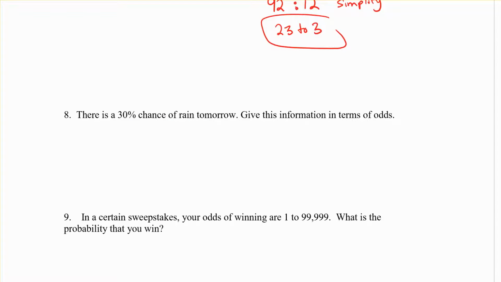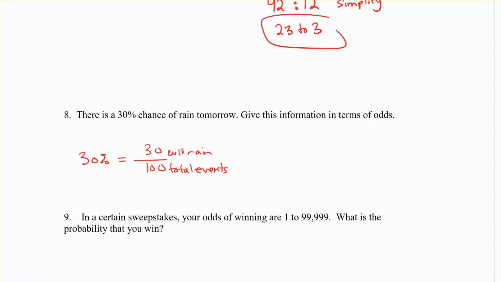For our next example, we have a 30% chance of rain tomorrow, and we want to give this information in terms of odds. Well, first, remember that 30% can be expressed as a fraction, 30 out of 100. Now this is a probability, this is not an odd, this is probability that it will rain. The 30 represents the likelihood of rain, so 30 events that it will rain, and 100 represents total events. So probability always has the total in the denominator.